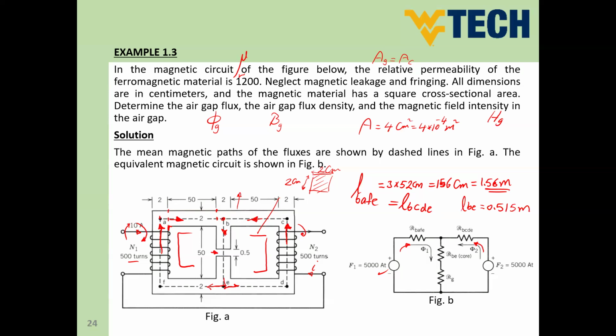For sure, LG is 0.5 centimeters, so this is going to be 0.005 meters. So we can use LG in our relations. So these are the different lengths we have in this magnetic core. Now, we have the number of turns and the current. So the MMF is well known for both of the sources.